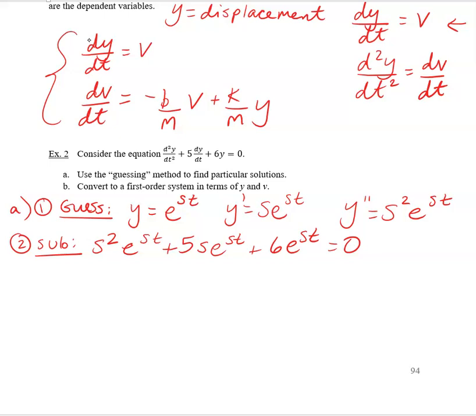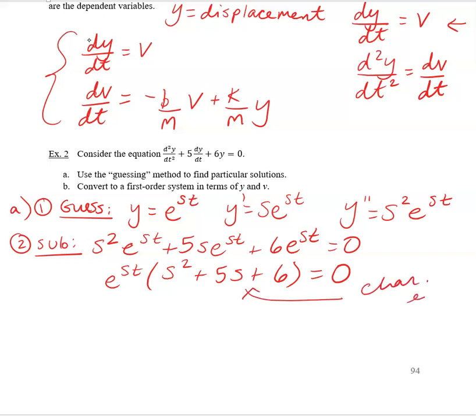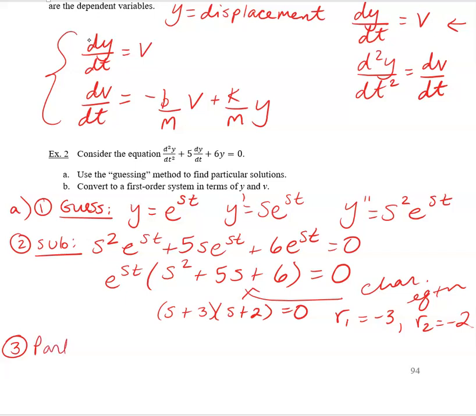And this hopefully looks familiar because this is what we've done previously in the course. We can factor out an e to the st, and what we're left with is the characteristic equation. And then this, of course, can be broken down. So make a note here if you want to, that this is your characteristic equation. We can factor this as s plus 3, s plus 2. And the roots of that equation then become -3 and -2. So then you end up with two particular solutions.